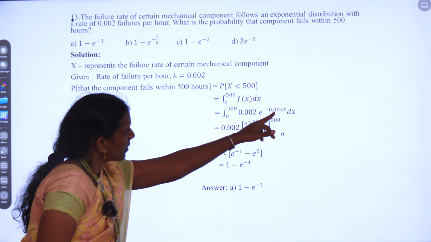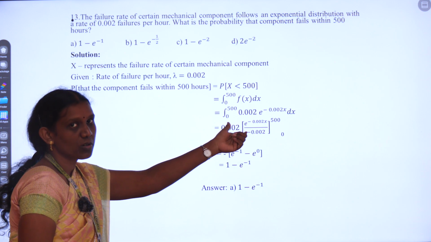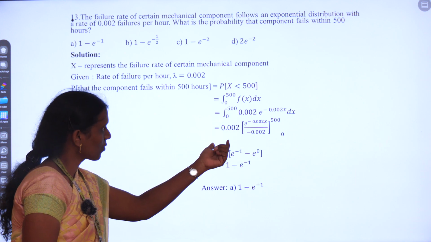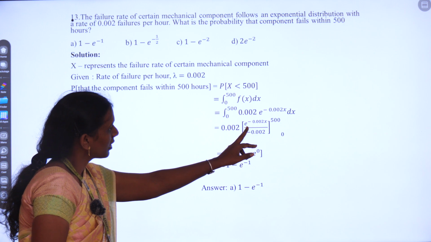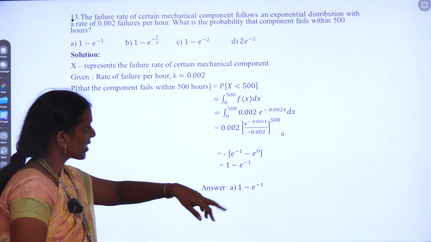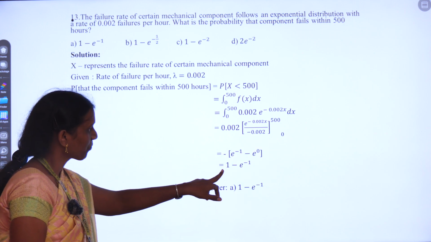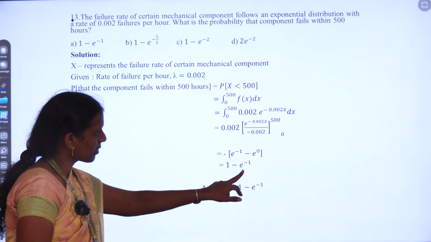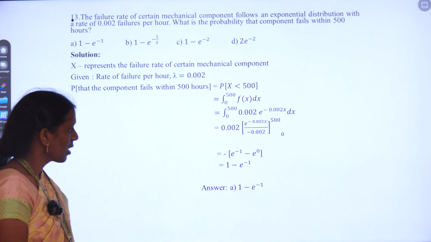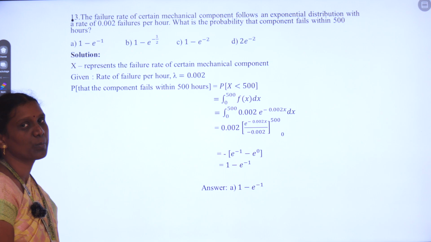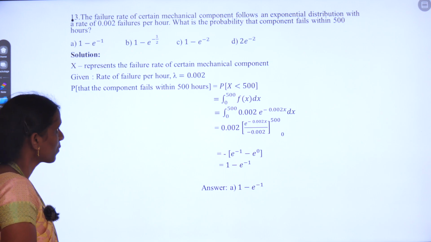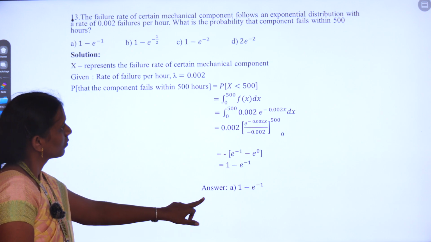So lambda into e power minus lambda x into dx. Before integration, you take the constant outside. You use the formula: integral of e power minus ax is e power minus ax divided by minus a. When you apply the limit, we get the answer as 1 minus e power minus 1. Therefore the answer is option A, 1 minus e power minus 1.